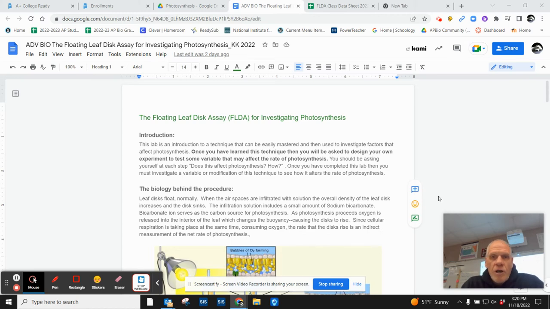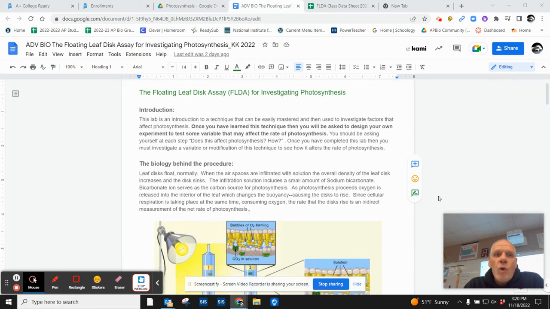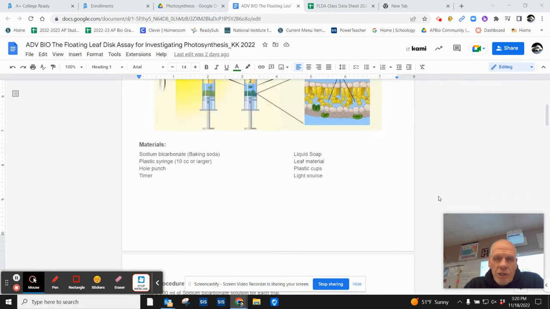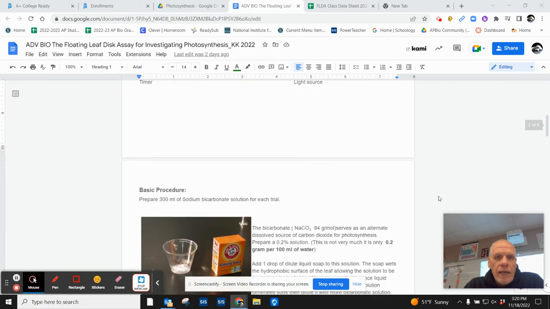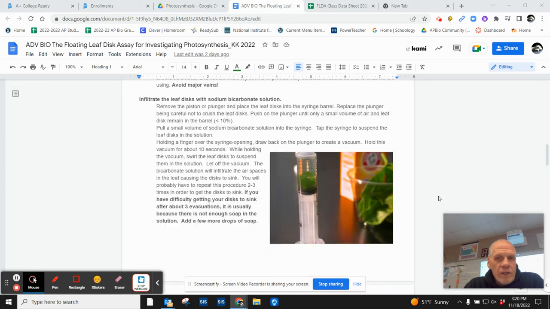Hey guys, I just want to talk a little bit about this lab. I want you guys to write up the floating leaf disc assay. On Wednesday, we collected data using a sodium bicarbonate solution. You have to read the background information here. You have to do it, okay? And just read all of the information.